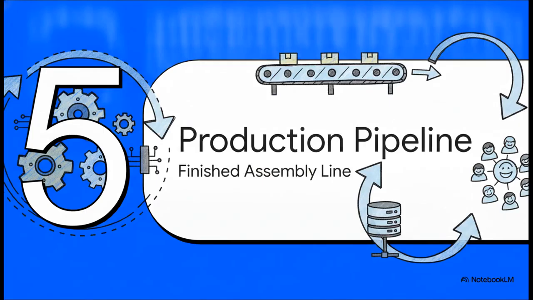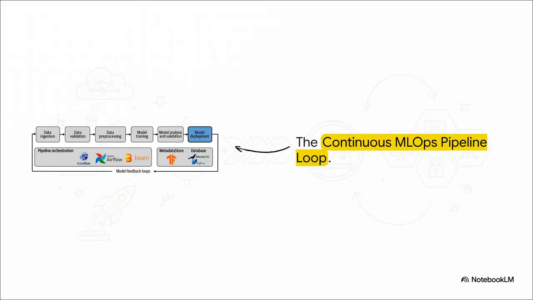Okay, let's move to the final stage. Part 5, the production-ready pipeline, where we synthesize everything into a fully automated loop that actually serves customers. At this point, the finished assembly line operates as one continuous loop. Data ingestion triggers validation, usually using tools like Great Expectations, to make sure the data isn't garbage.